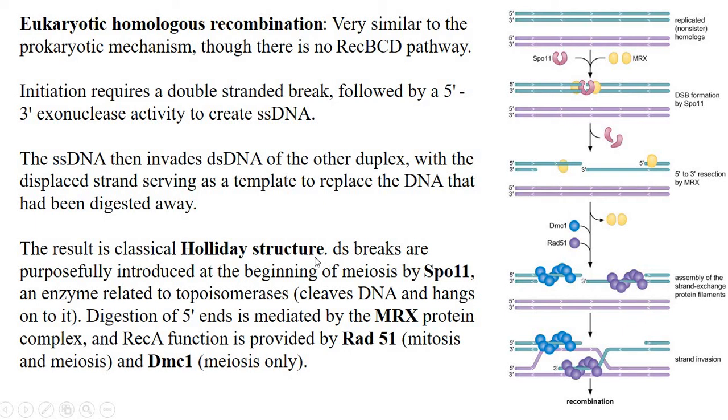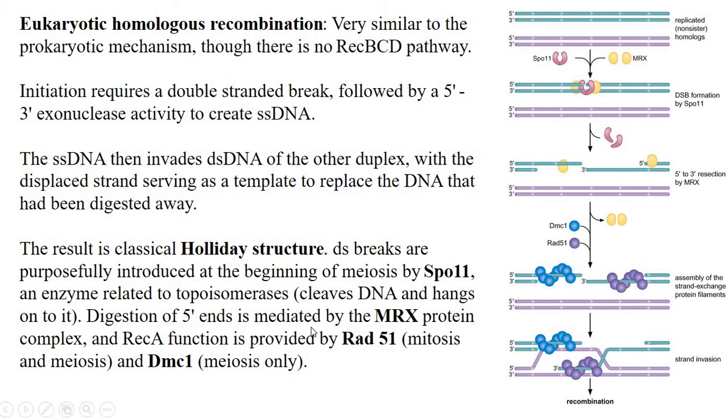These double-stranded breaks are purposely caused during meiosis by SPO11, because during meiosis it is common for DNA to recombine in order to bring genetic diversity. SPO11 is an enzyme which is similar to topoisomerase. You can also think of HO when we were talking about the yeast, where HO is an endonuclease which is specific for that particular purpose, for mating switches.